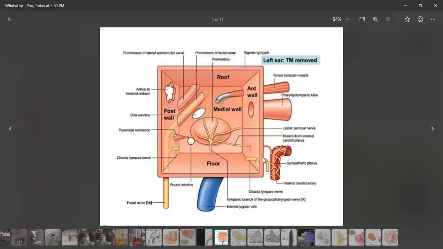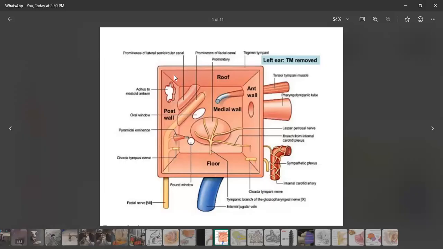The chorda tympani is a branch of the facial nerve. The facial nerve is here, and we'll talk about it soon. This facial nerve will give off this chorda tympani, which will go through the cavity of the middle ear, and it will leave through this anterior wall. The chorda tympani later goes on to supply the tongue and the submandibular and sublingual salivary glands. That is the chorda tympani.